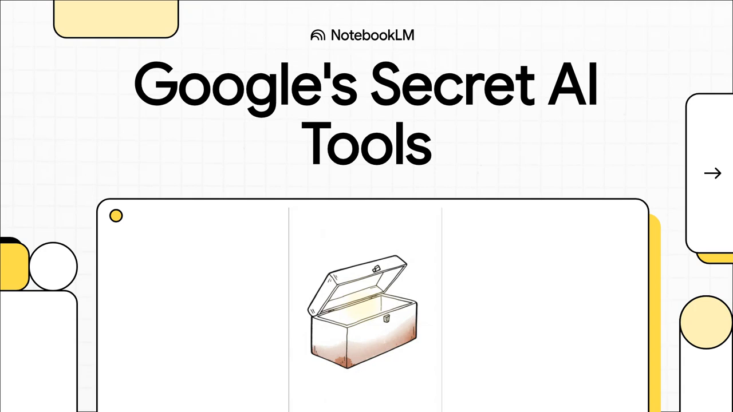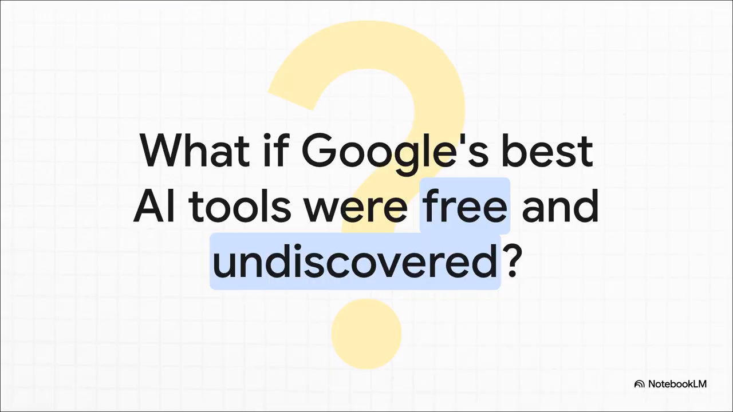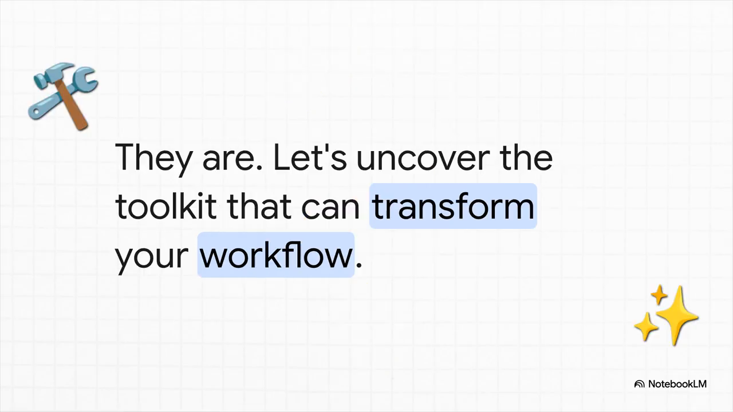So, for the past year, Google has been quietly building a secret collection of unbelievably powerful and completely free AI tools. The wild part? Most people have never even heard of them. Let's fix that. I mean, just think about it. What if some of the most advanced AI on the entire planet wasn't locked behind some crazy expensive paywall? What if it was just kind of sitting there, totally free, just waiting for you to discover it? Well, turns out that's exactly what's happening.